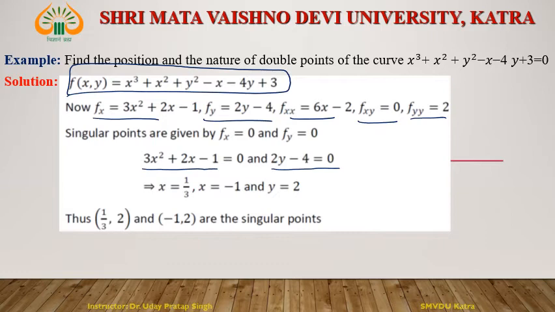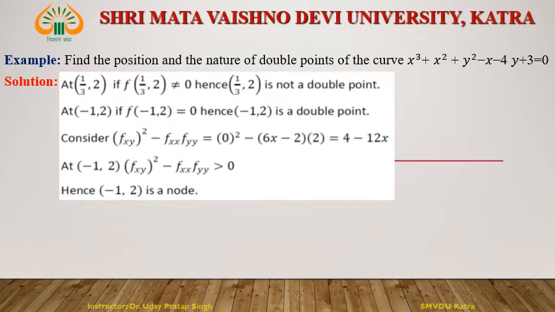Check whether these two points lie on the curve. f of (1/3, 2) is not equal to 0. Hence this point does not lie on the curve. So this is not a double point. Okay. And what about f of (-1, 2)? This is equal to 0.